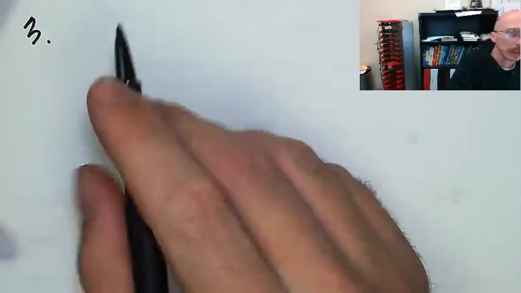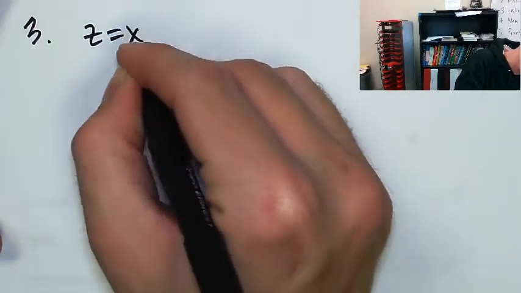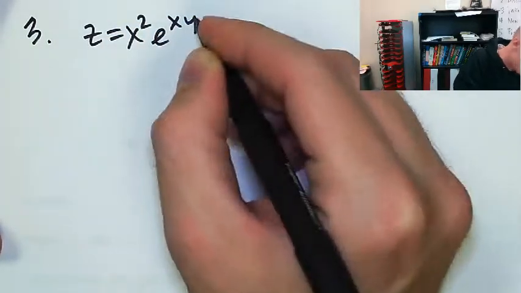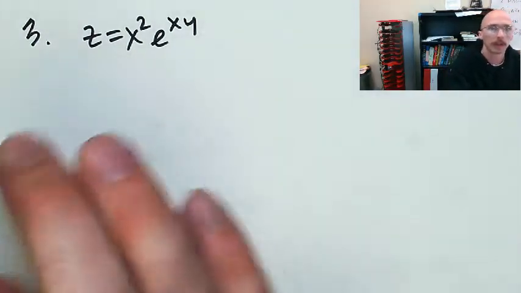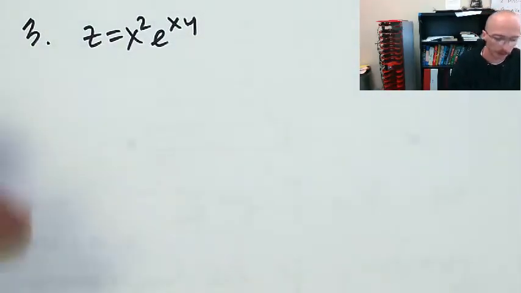Z equals x squared e to the xy. Right? This one's good because this one's not as symmetric. Okay, it doesn't have x squared y squared e to the xy.